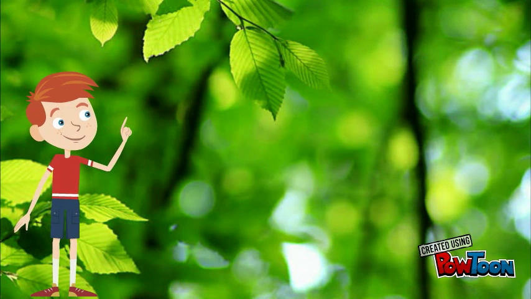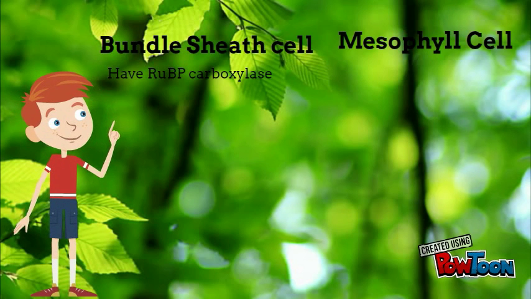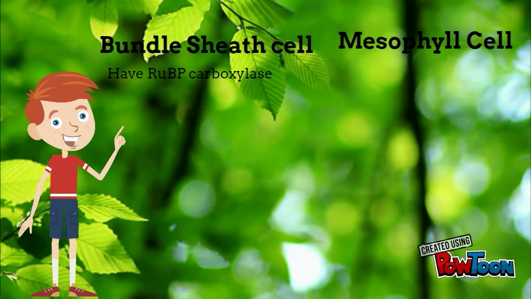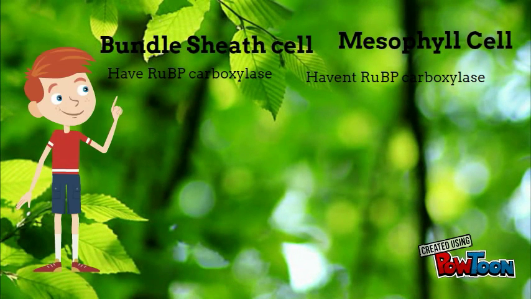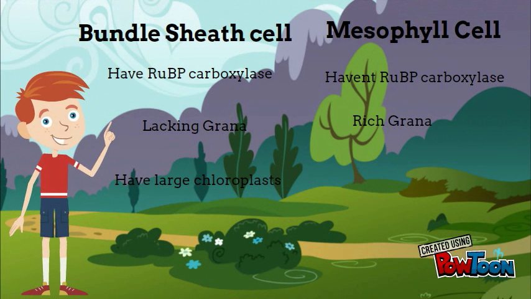Differences of bundle sheath cell and mesophyll cell. Bundle sheath cell chloroplasts have RuBP carboxylase enzyme. Mesophyll cell chloroplasts don't have RuBP carboxylase enzyme. Bundle sheath cell chloroplasts lack grana. Mesophyll cells are rich in grana. Bundle sheath cells have large chloroplasts. Mesophyll cells have normal chloroplasts.